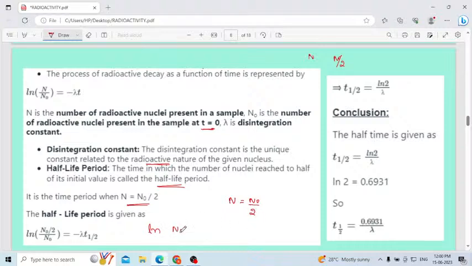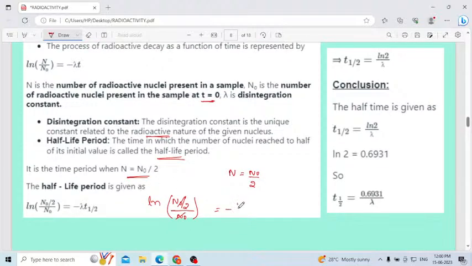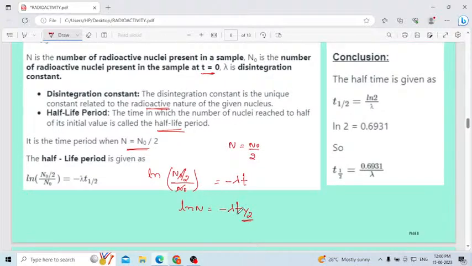Then ln of (N naught divided by 2) divided by N naught. N naught will get cancelled. Then you have minus lambda t. So ln N equals minus lambda t. Here we will consider T half, because half of the radioactive decay is completed. That's why we use the term T half. T half indicates that half of the radioactive decay is completed, because we use the symbol N naught divided by 2; N and N naught get cancelled.